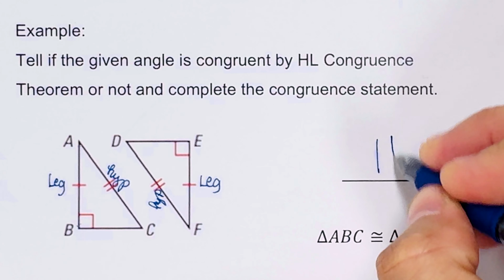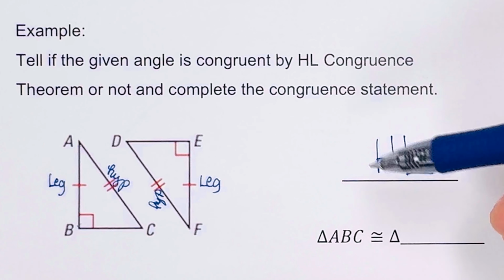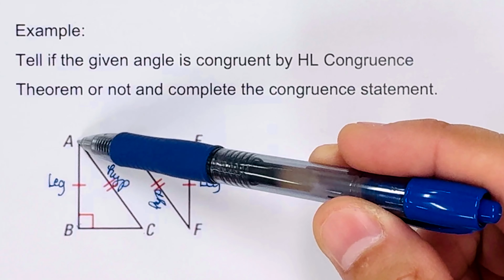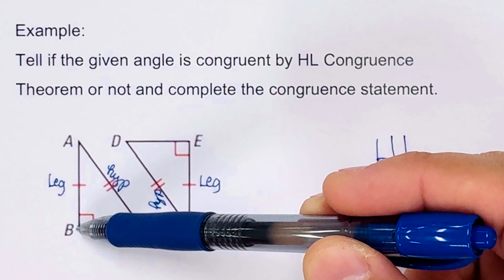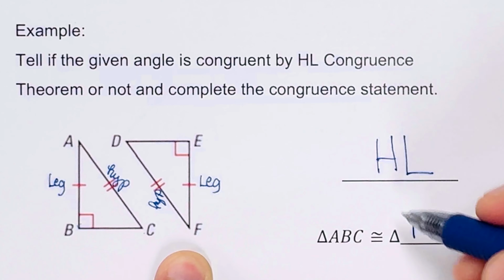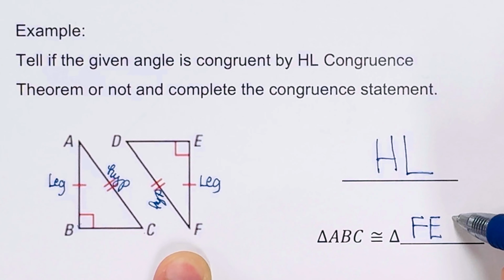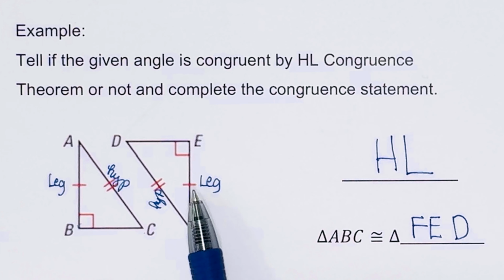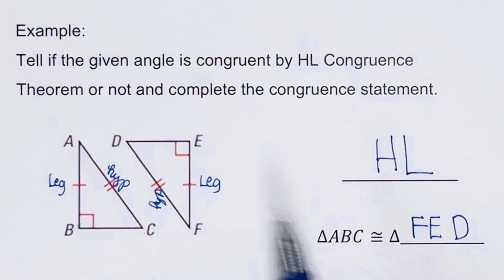So this is HL. Let's match up the parts. Triangle ABC. I start with A, I cross one tick mark and then go to the small square. So how would I set up the other side? I start with F, I go to E, then I go to D. So our A to B is crossing one tick mark and our F to E is crossing one tick mark. Our B has a small square, our E has a small square. And so this is the correct congruent statement. Let's have another example here.